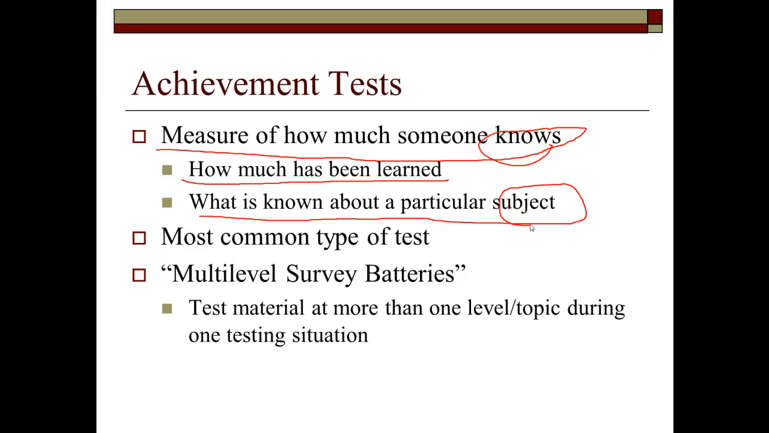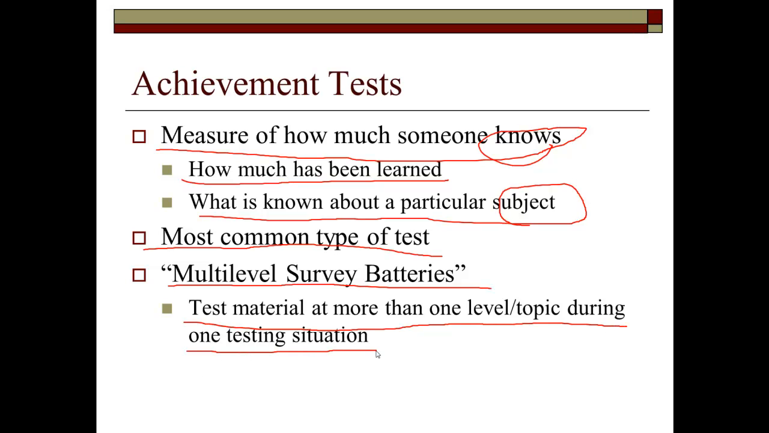Many achievement tests will have portions of different types of academic disciplines within them, and so we can study a whole lot of different subjects. It's the most common type of test. There's a whole bunch of them out there on the market, and we'll learn about a few of them in this chapter. Another term that you'll see is multi-level survey batteries. You can test material at more than one level or topic during one testing situation.